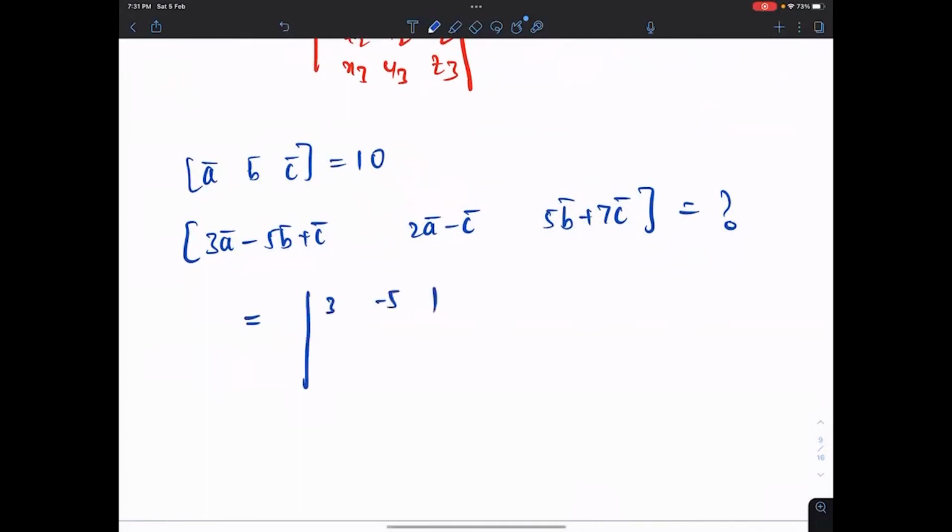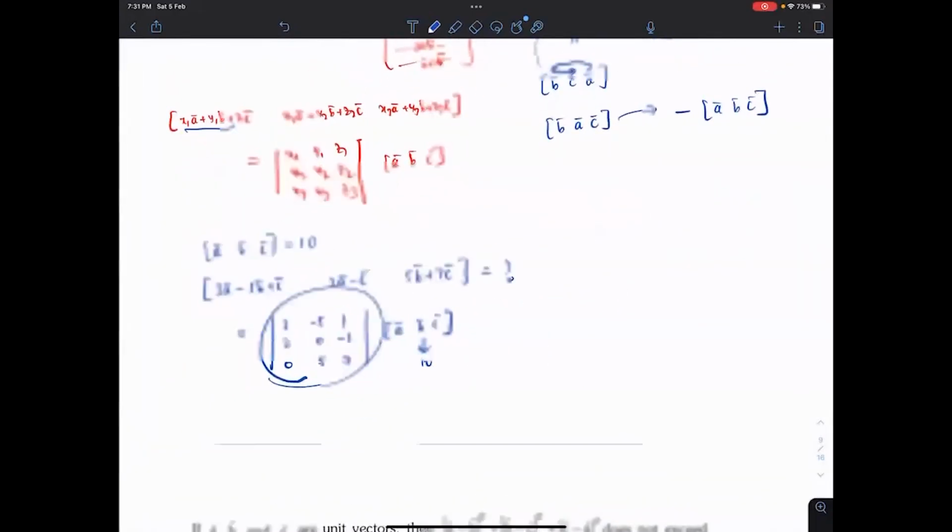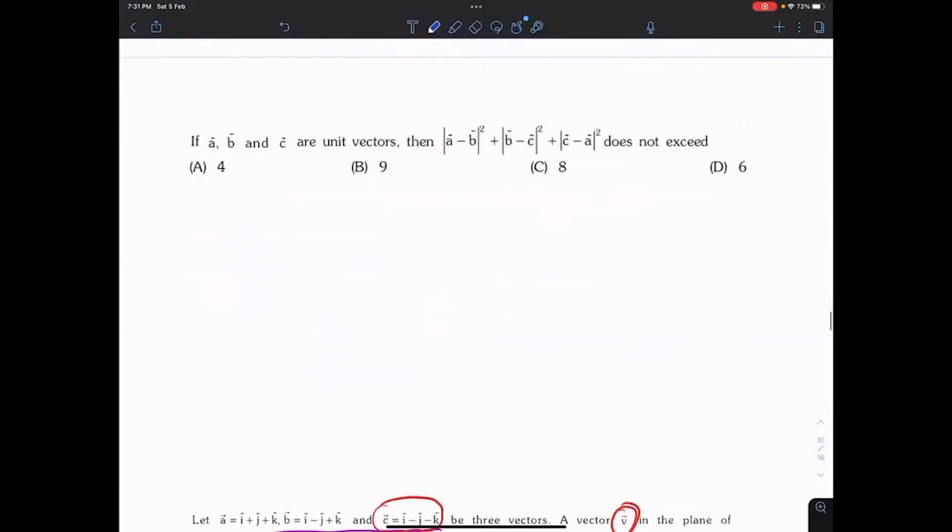In the first one, 3, minus 5, 1 are used. Na? In the second one, 2, 0, minus 1. There is no B bar, na? So 0 I am writing for that. In the third one, 5, 7, 0 for A. This times box A bar, B bar, C bar. Now you can evaluate this determinant. Already you know this value, that is 10. You'll get the answer. Okay. Let's proceed. Next.